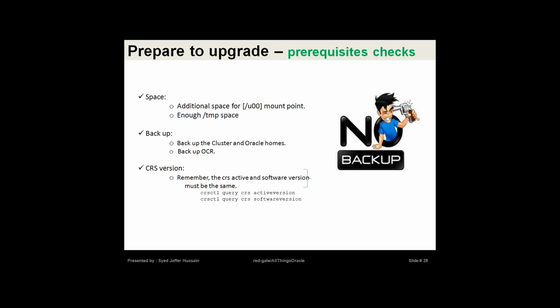As I told you, you're going to have a different directory where you will install this 12c as part of the upgrade, grid infrastructure as well as database software. So you need to make sure your mount point, for example U00 on the Unix platform, has ample space to accommodate the software. And you also need to have enough temp space. This preparation is very important to avoid any failures or any shortage of required resources for the upgrade process.